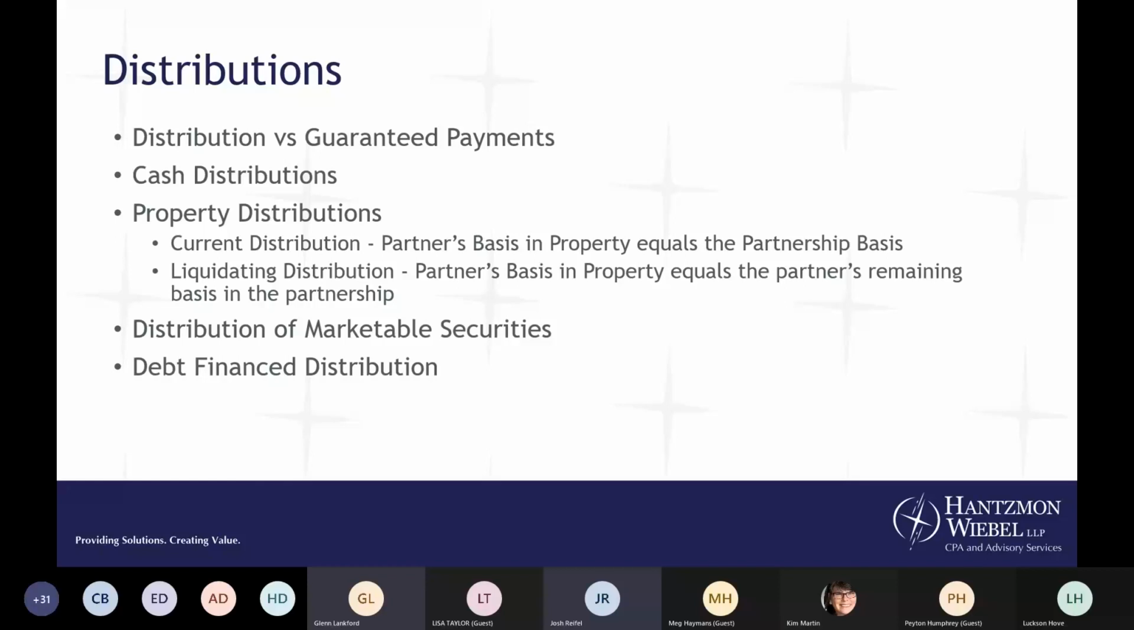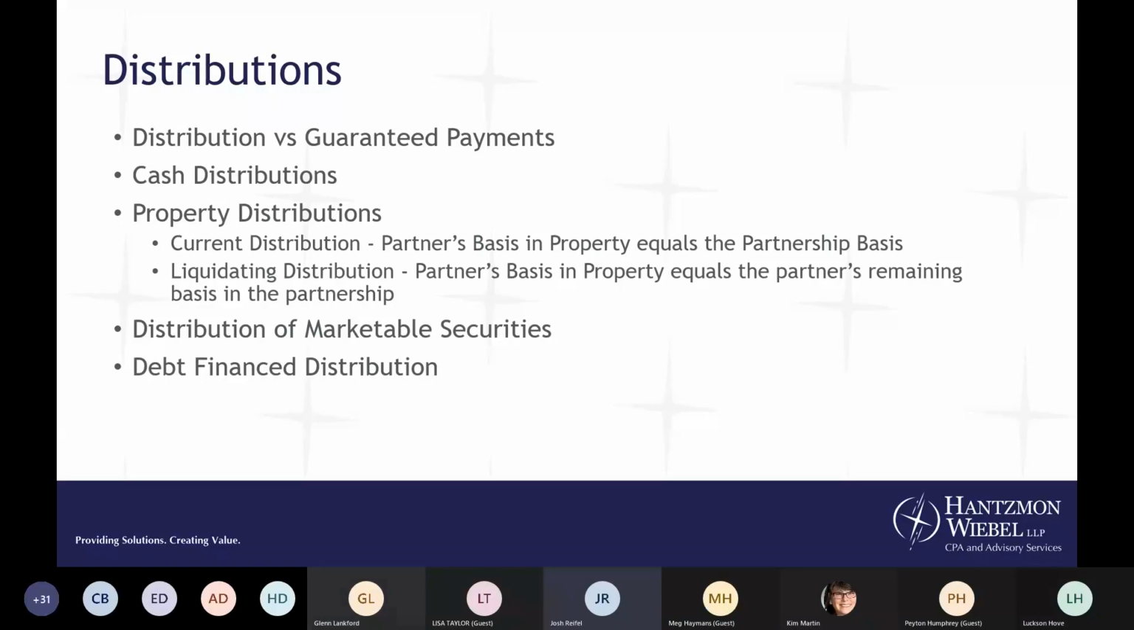Okay. All right, so moving on to distributions. So as a brief discussion, distributions versus guaranteed payments. So guaranteed payments would be, well, in a way, they're just what they sound like. They're payments that are guaranteed, but quite often they're going to be inside of a partnership agreement in which certain partners, maybe all partners, all members, are going to receive a payment for services that they provide. And could be a specified amount, it could be a specified percentage of something, but it's going to be something that's guaranteed.